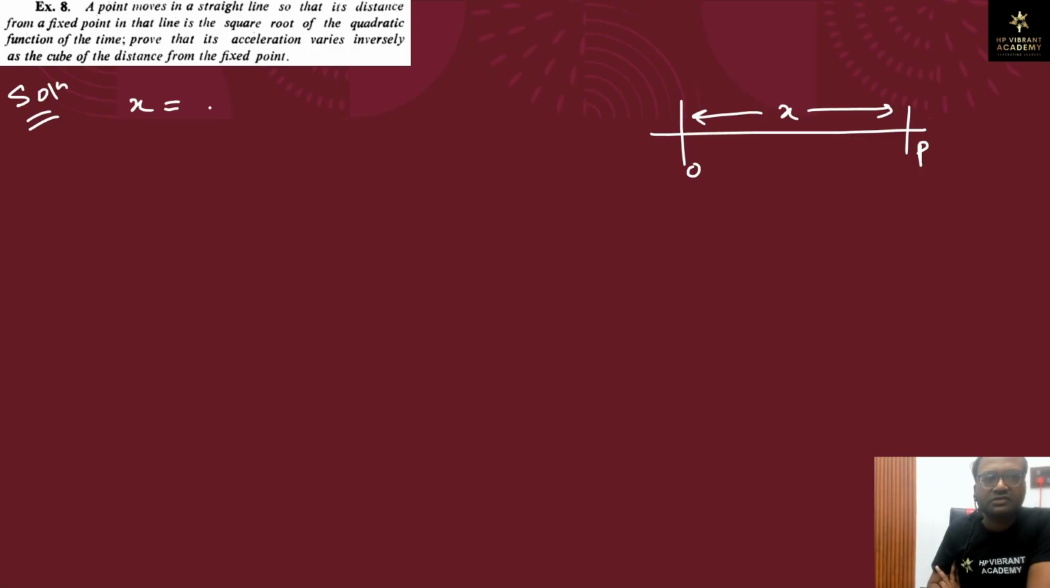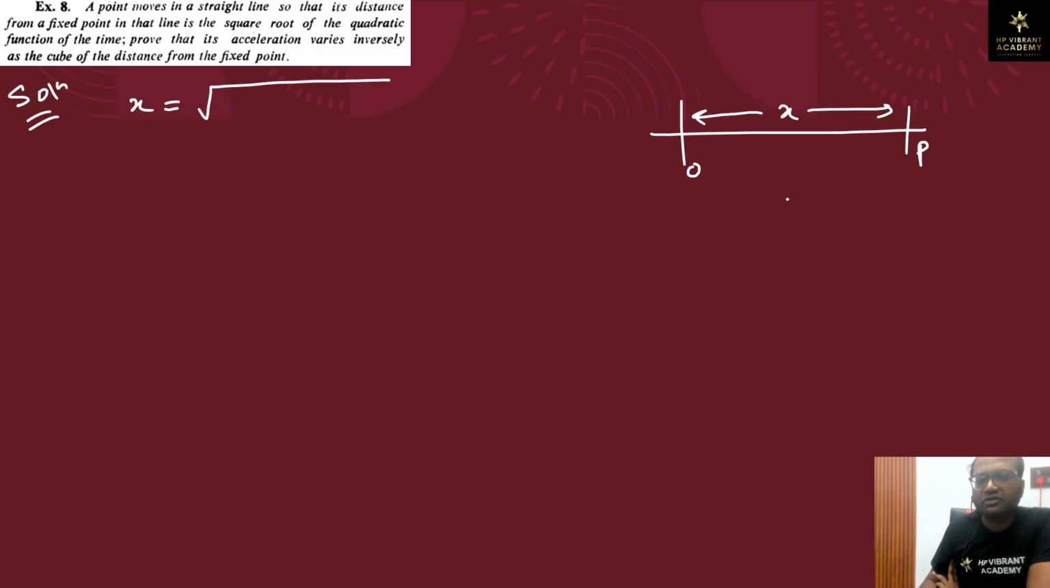A point moves in a straight line so that its distance from a fixed point in that line is the square root of a quadratic function of the time. Let us consider the distance of that point from the origin. Let us consider this as point P. So we have the distance from a fixed point is the square root of the quadratic function of the time.